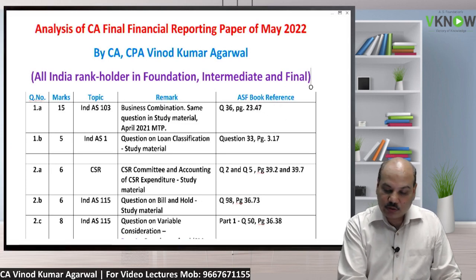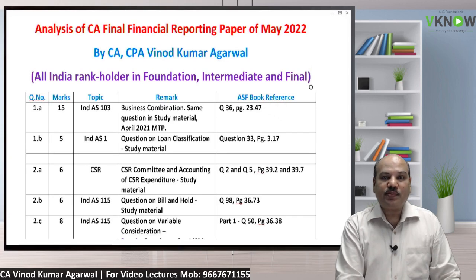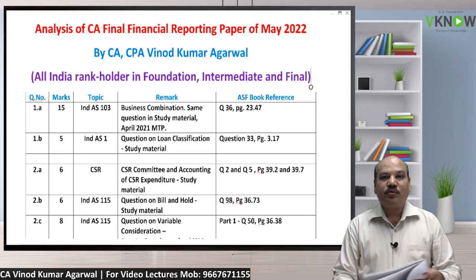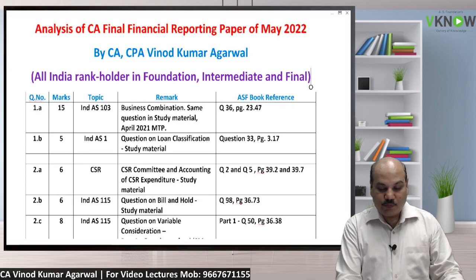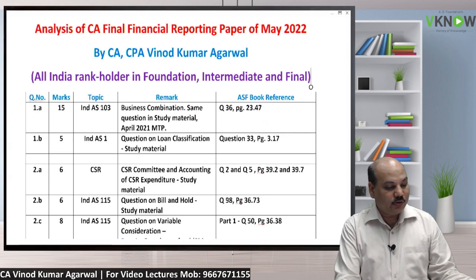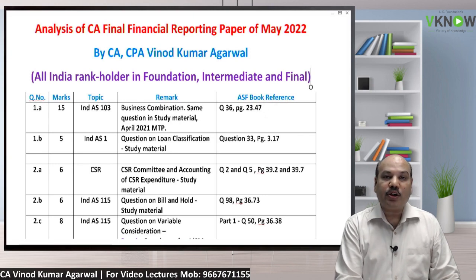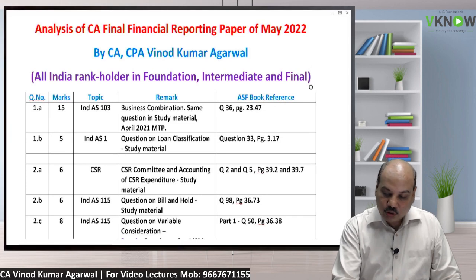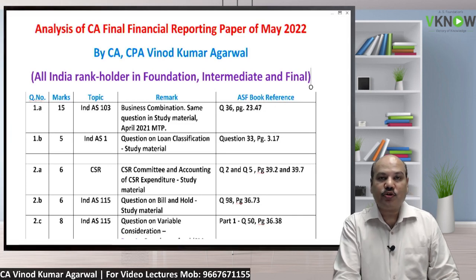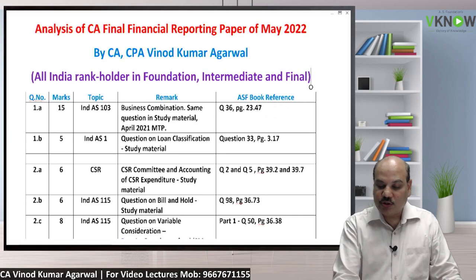The second question was based on slab wise pricing. That is, if you purchase between 0 to some unit, this is the price you will charge. If you purchase between this and this, another price will be charged. Same to same question is there in the study material, RTP May 2020, March 2021 MTP, and even in November 2020 exam, a similar question was asked. We have covered all these questions in our class note with solution, question number 61 in our book.